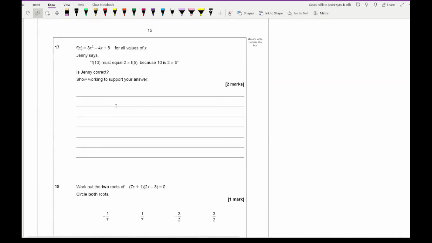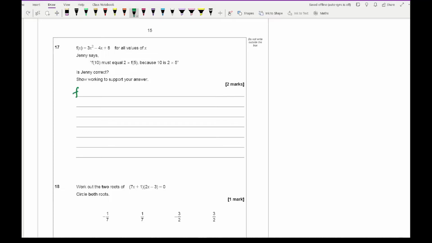Now moving on to our next question, question 17, which relates to functions. It says f of x equals 3x squared minus 4x plus 8 for all values of x. Jenny says that f of 10 must equal 2 lots of f of 5, because 10 is 2 times 5. Is Jenny correct? Well, let's have a look.